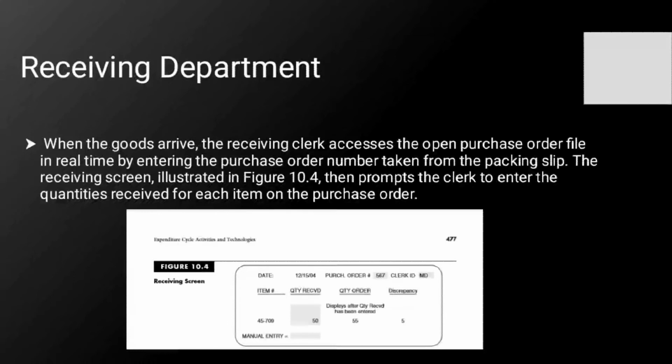Next, receiving department. When the goods arrive, yung mga receiving clerks ina-access yung open purchase order file in real time by entering the purchase order number na makukuha sa packing slip. So, ito yung purchase order number. And then, yung mga receiving clerks is nilalagay yung quantities na na-receive ng bawat item sa purchase order. So, ito yung quantities na na-receive. Then, each day, yung mga due date fields ng accounts payable records is chine-check yung mga item na kailangan bayaran.